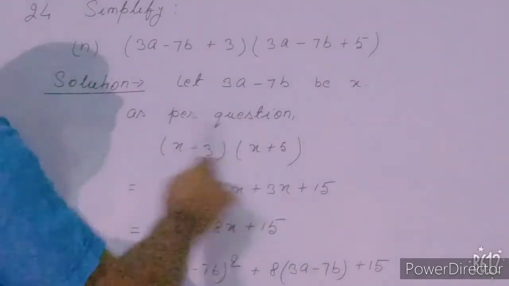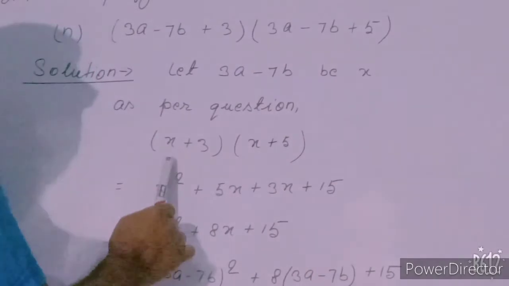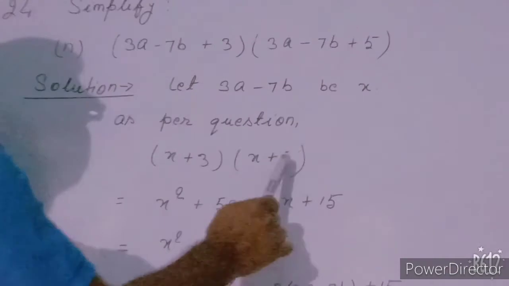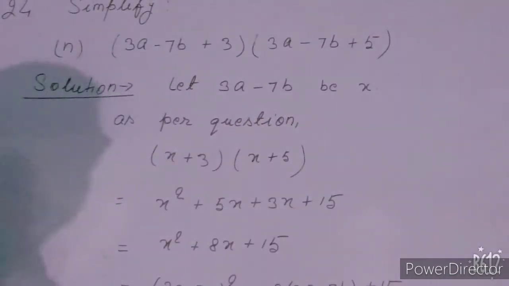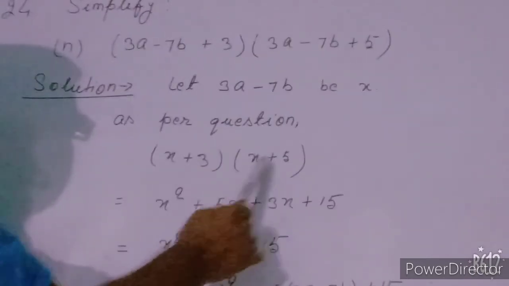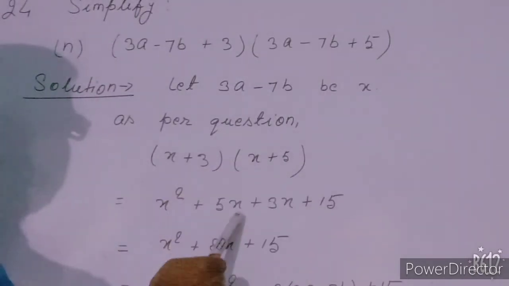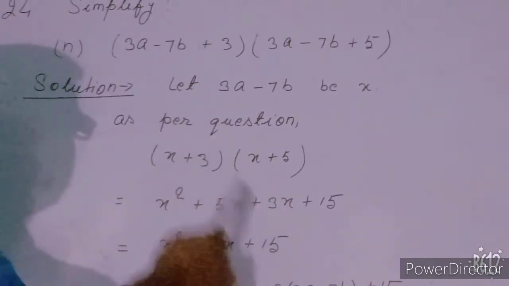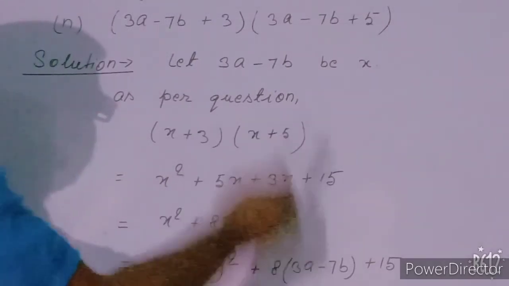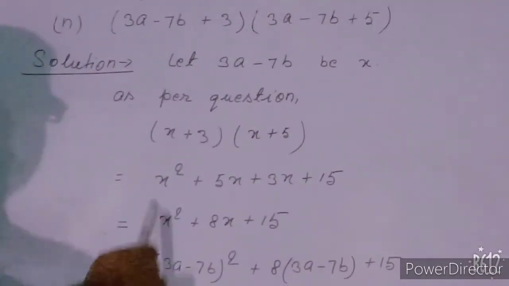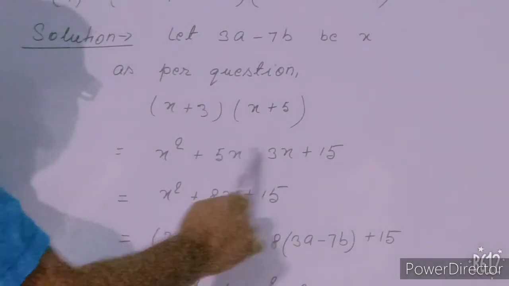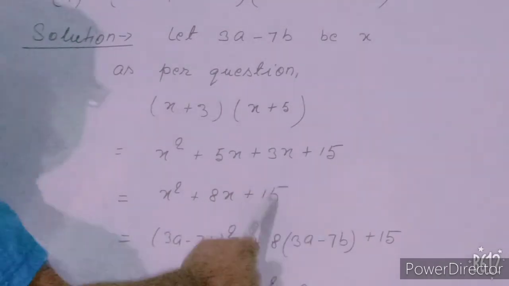As per the question, at this place I kept (x + 3), and at this place again I kept (x + 5). Now we multiply: x into x is x², x into 5 is 5x, plus 3 into x is 3x, plus 3 into 5 is 15. So the simplification of this became x² + 5x + 3x, that is 8x, plus 15.